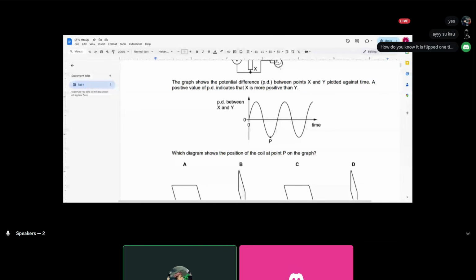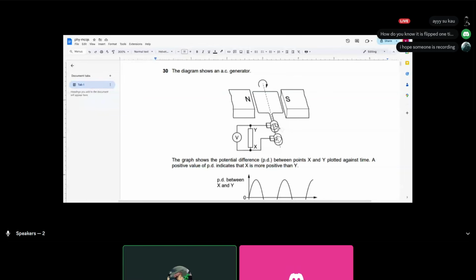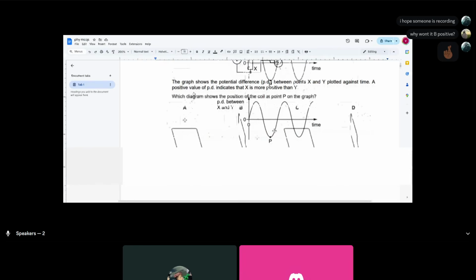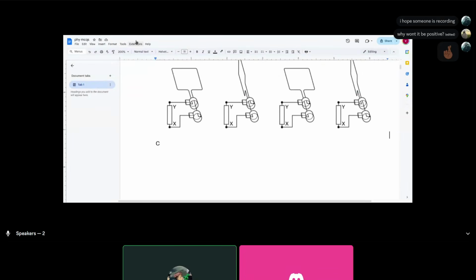How do you know it flipped one time at A? Okay, look at the positions of the wire. On the initial diagram shown, we can see that the short end is to the right. But in A, we can see the short end is to the left, meaning it's flipped one time. Why won't it be positive? I just explained that.